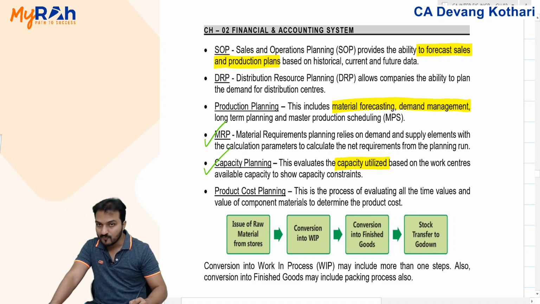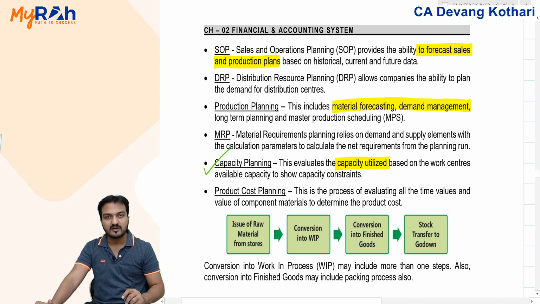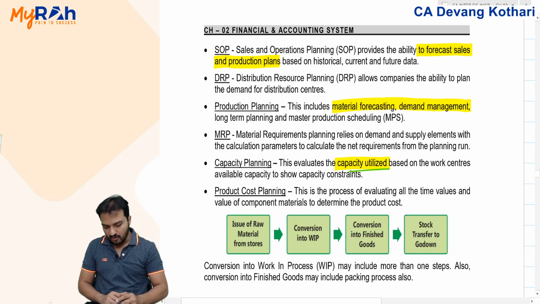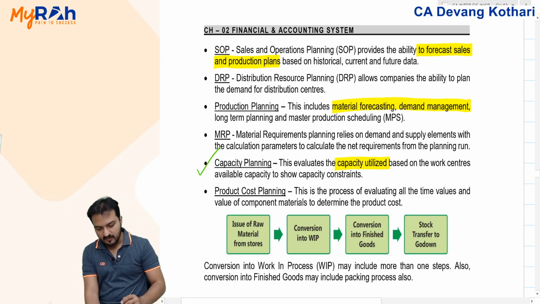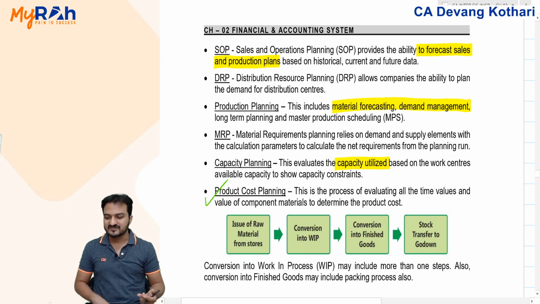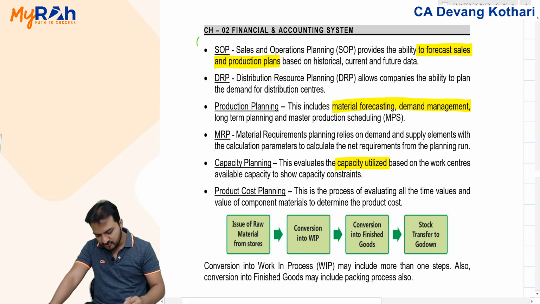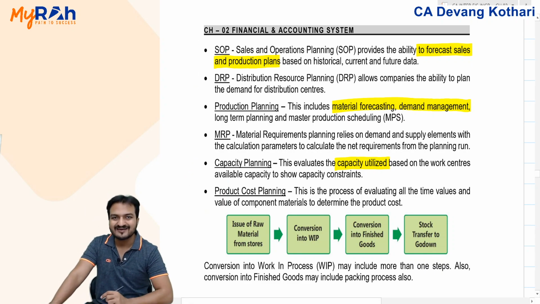Capacity planning, how much capacity is utilized currently, how much capacity will be required for the target production, all that can be given by the module here. And product cost planning, it can also give you details about the product cost that you will incur to do the production. In short, these are various information you get regarding production over here.